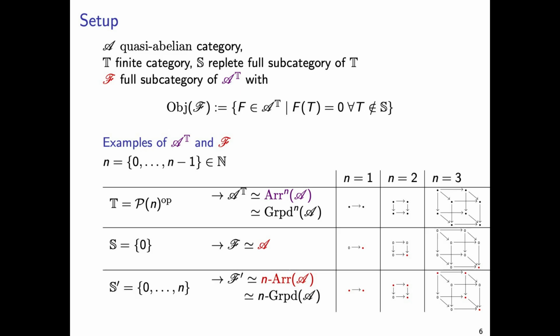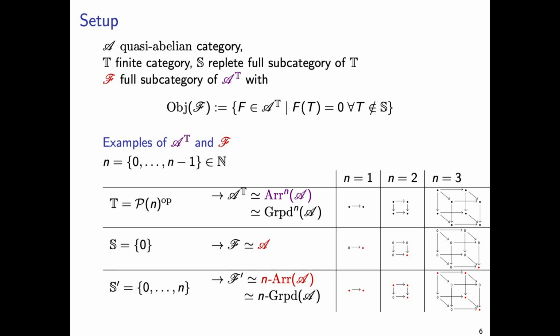In the following, I will write n for a natural number as the set which contains all the natural numbers smaller than n. Then if we take as T the opposite category of the partial order given by the power set of n, then A^T is equivalent to the n-fold arrow category of A. And because we assume that A is quasi-abelian, this is also equivalent to the category of n-fold internal groupoids in A. So for n equals 1, the objects are just arrows. For n equals 2, we have commutative squares. For n equals 3, commutative cubes.